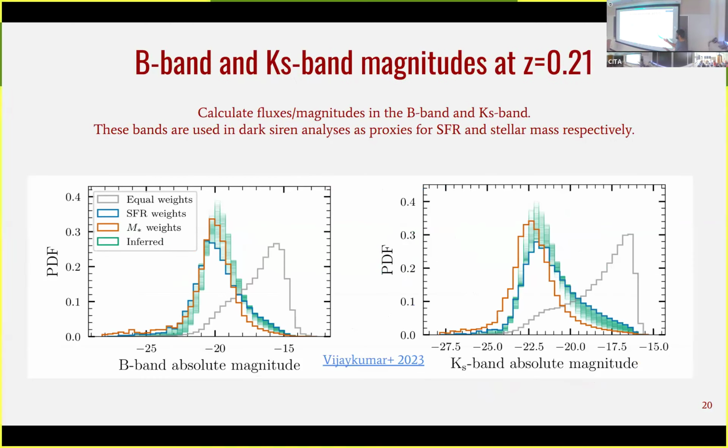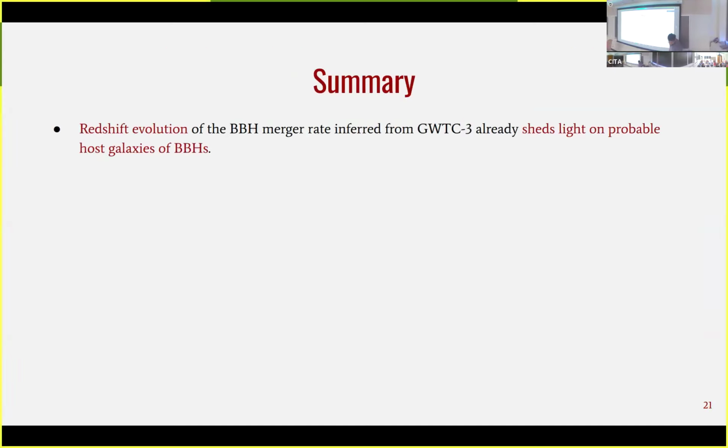You can also ask what the typical magnitudes of these are. So what you do is you take the star formation history of each of your mock galaxies, generate mock spectra, and ask what the B band and KS band magnitudes are. Again, you see that things are more consistent with star formation rate rather than stellar mass. This is not surprising because all these quantities are derived from the quantities that I showed on the last slide.